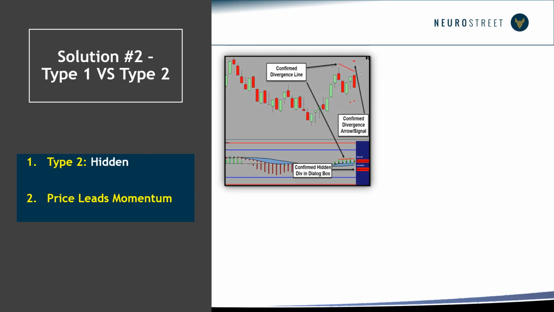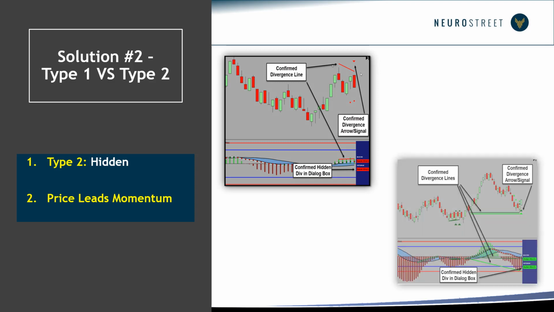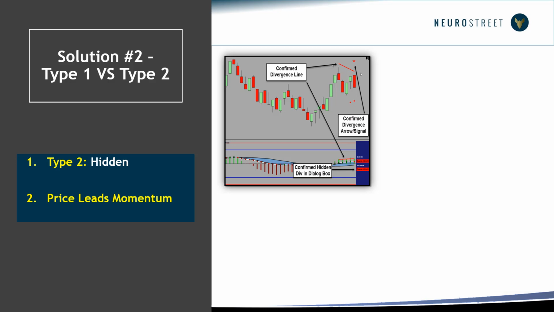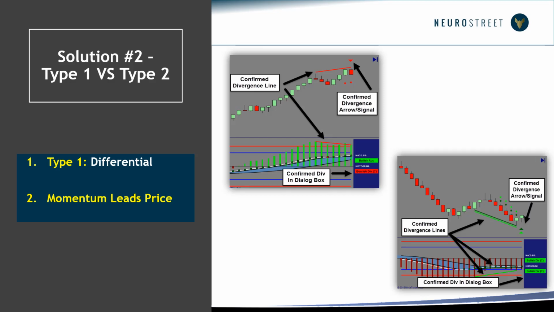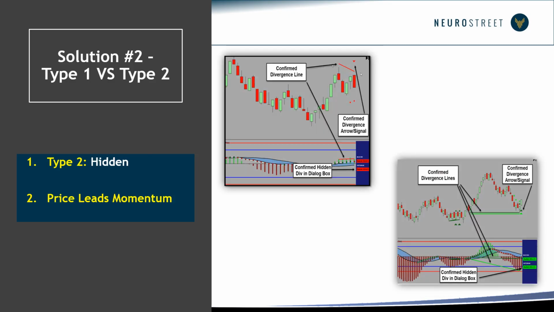Hidden divergence is a little more difficult to see because it doesn't happen all the time. Confirmed divergence happens when price is making lower highs, momentum is making higher highs, and vice versa for the longs. Now, I'd like to spend more time teaching you this because it's going to give you more trading opportunities in more realistic conditions. But our software does both automatically, so you don't have to.